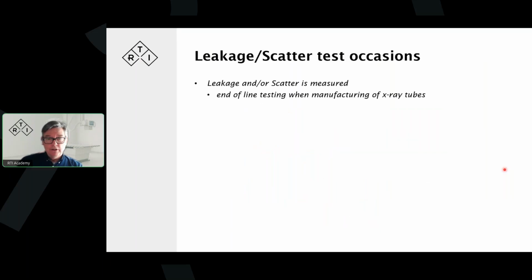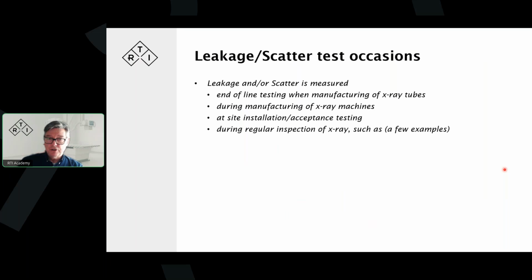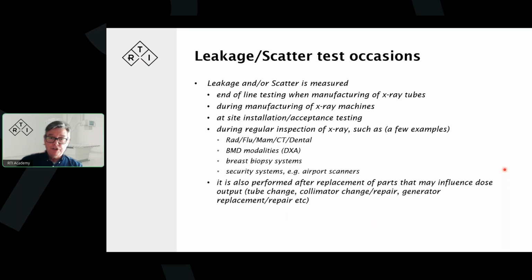When we then look at leakage and scatter, well, end-of-line testing for tubes. X-ray machines, before they leave the manufacturing site, they're typically tested for leakage, installation and acceptance testing, and also inspection of X-ray, or when you change an X-ray tube, for instance, that may be an occasion to check for leakage as well. Airport scanners, typically also, and then when you make larger changes to the machine itself.